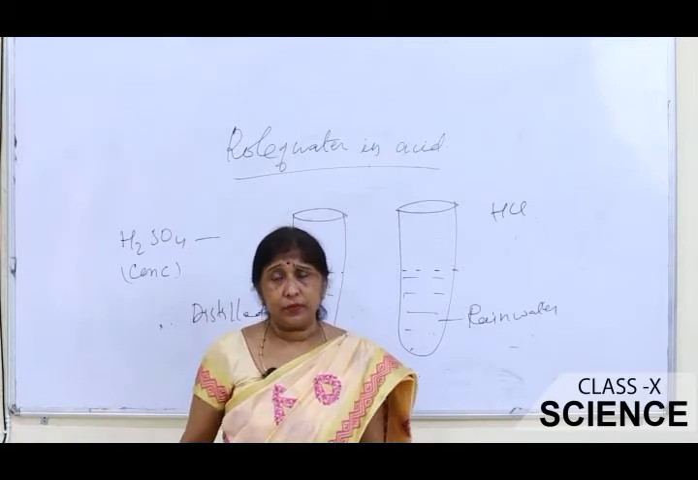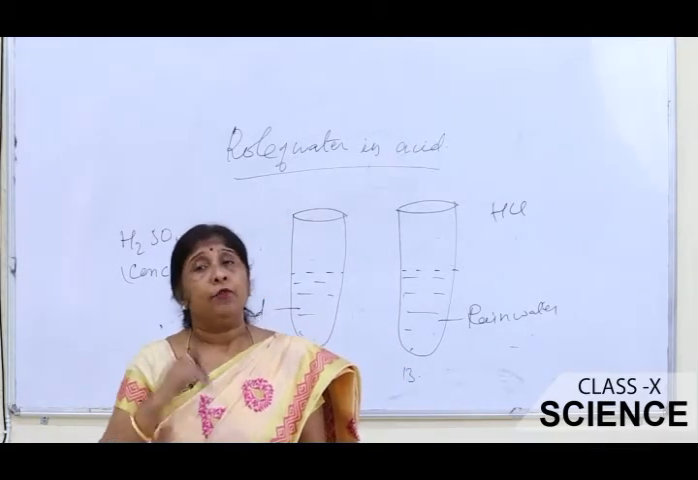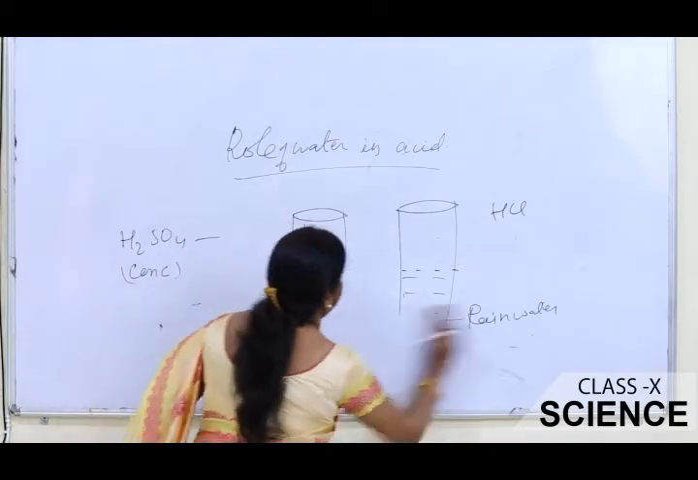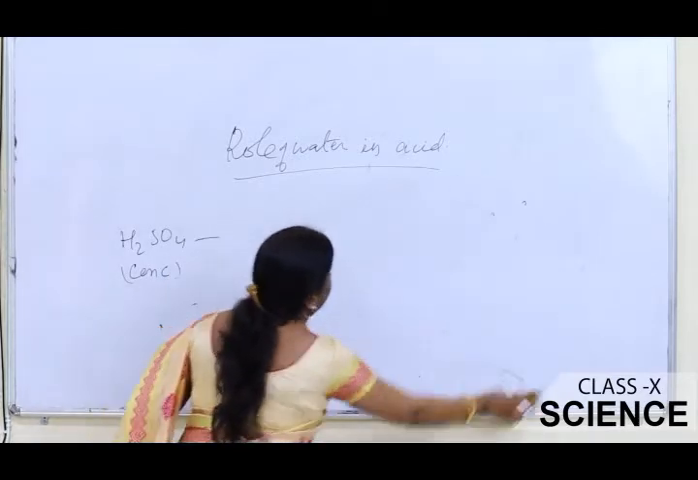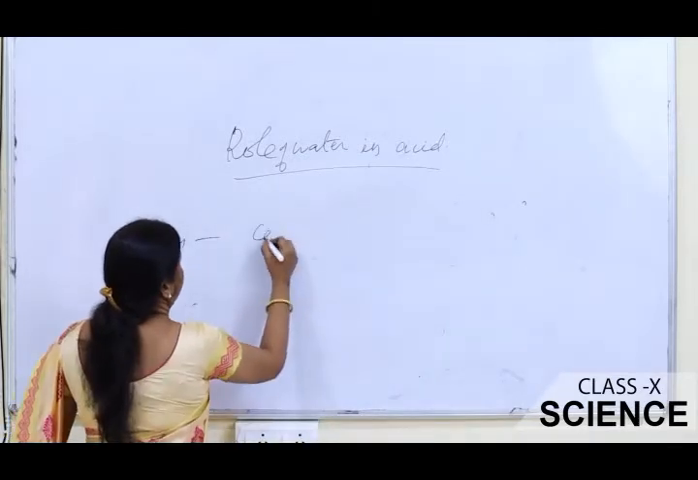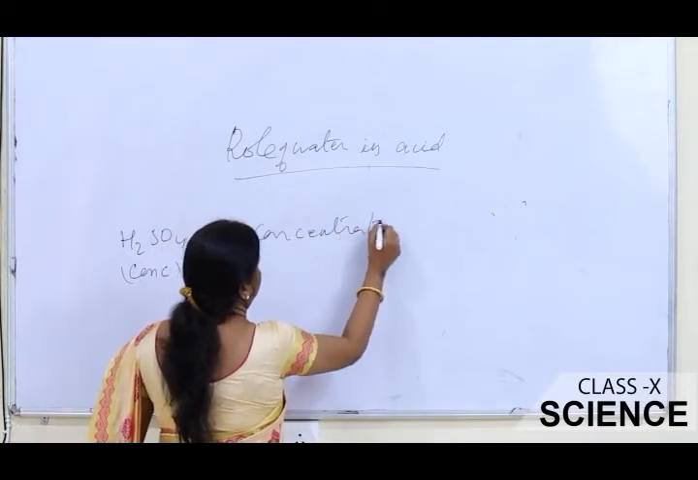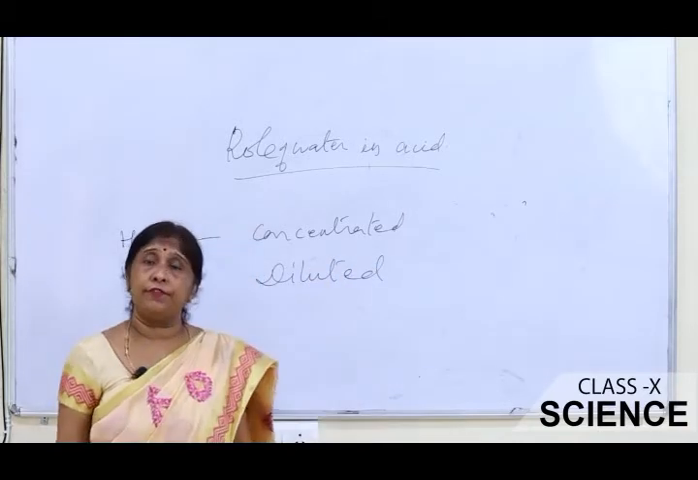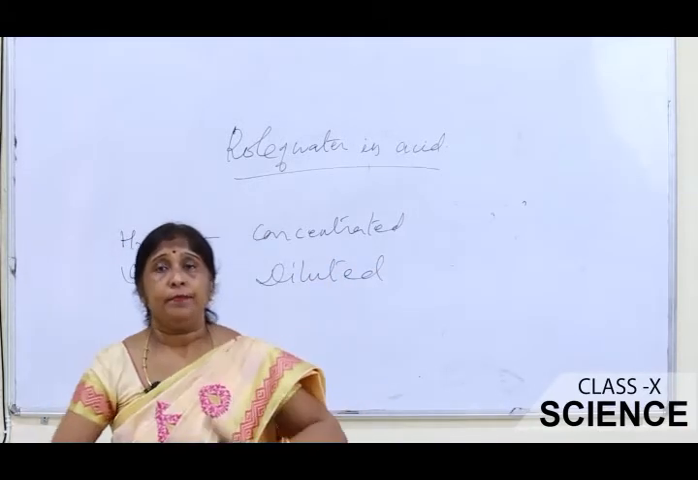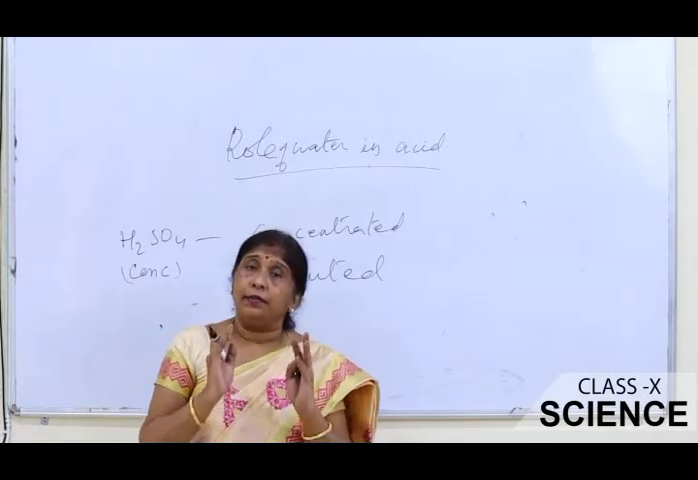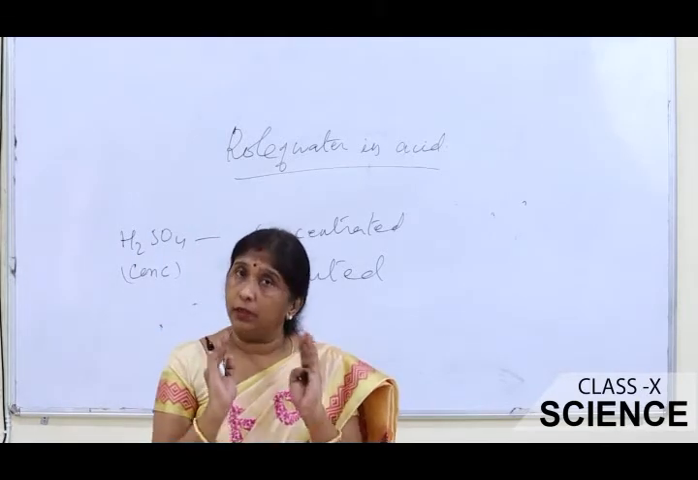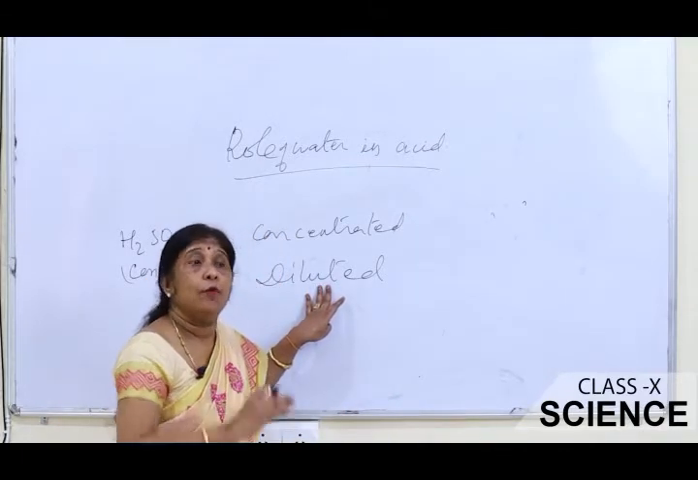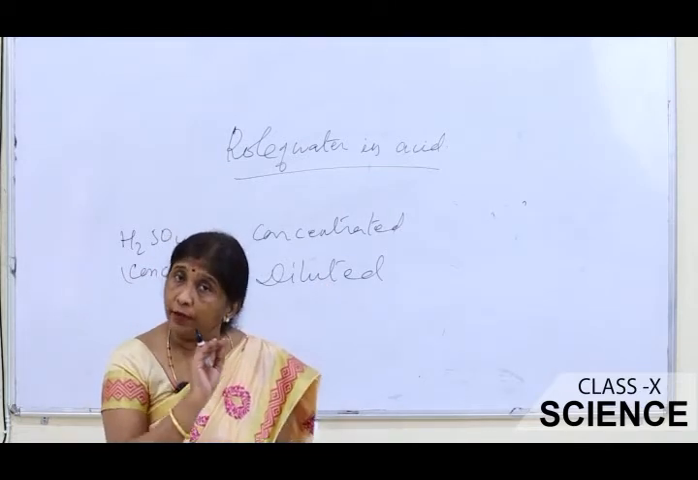Now next, what is the difference between a concentrated acid and a dilute acid? Let us see. See here, a concentrated acid is an acid that has more quantity of acid and less quantity of water, whereas a dilute acid has more quantity of water and less quantity of acid.